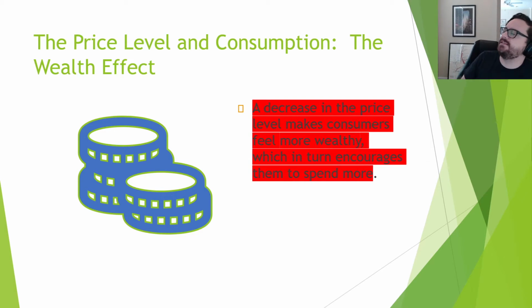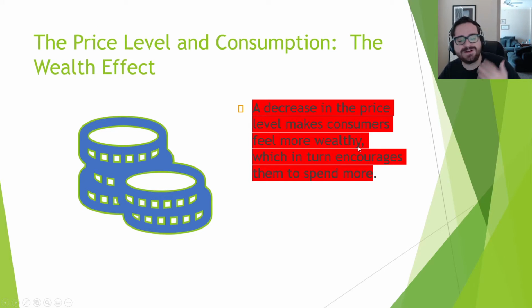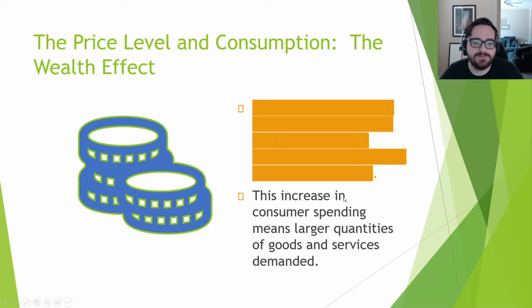Lower price level means that prices are going down. Cool. If you're making the same amount of money as before and prices are getting lower, you can do what? Buy more stuff. Cool. So a decrease in price level makes consumers feel more wealthy. You are getting paid the same amount, but that amount means more. You can buy more with it. The value of your real wages goes up when price level goes down. So you'd be willing to spend more money, which would mean that that increase in consumer spending means there's a larger quantity of goods and services demanded. You are willing to buy a little bit more.